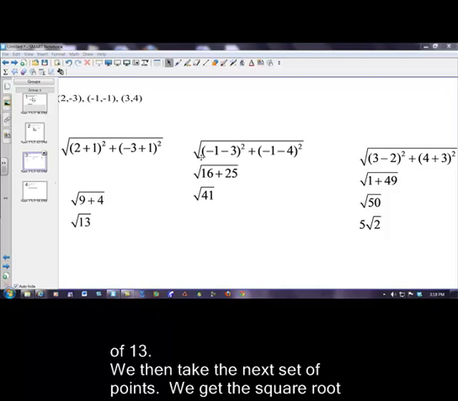I then took the next 2 points and I put them in my distance formula. So I put -1, subtract 3, that's what's here, and -1, subtract 4, that's what's here in my distance formula. And I did the math and came up with the square root of 41. Then I took the last set of points.